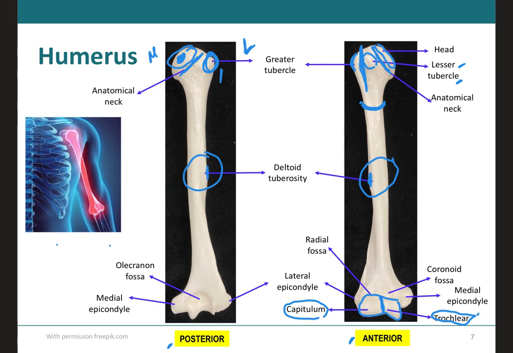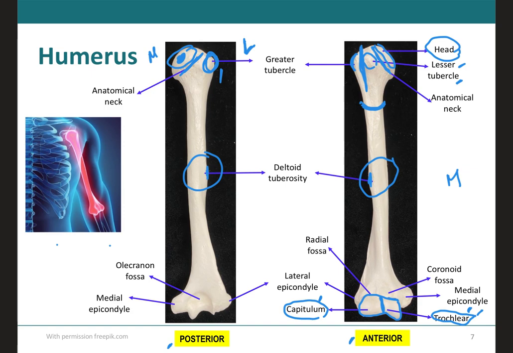And how do I know this is medial? Because the head of the humerus is always going to be located towards the medial side of the body. So again, the trochlea will articulate with the ulna, and the capitulum will articulate with the radius.